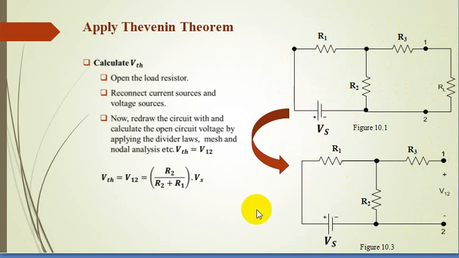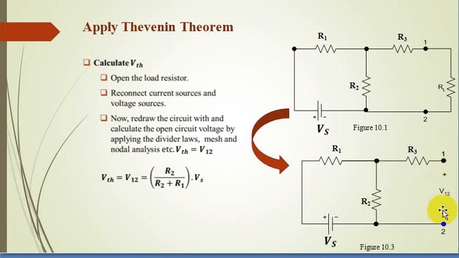In this case, you are going to reconnect your source voltage again to the modified circuit. So here we do not change our source voltage. Here the source voltage is already connected, so we are not supposed to change it. This is your final form for the calculation of the V Thevenin.